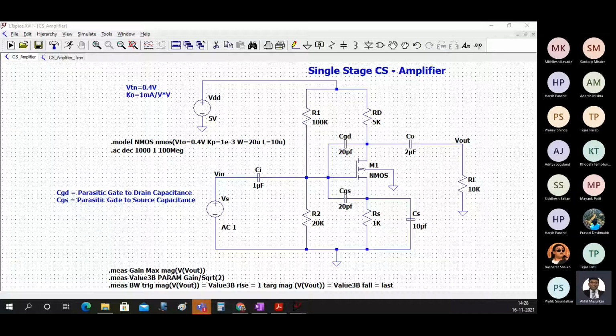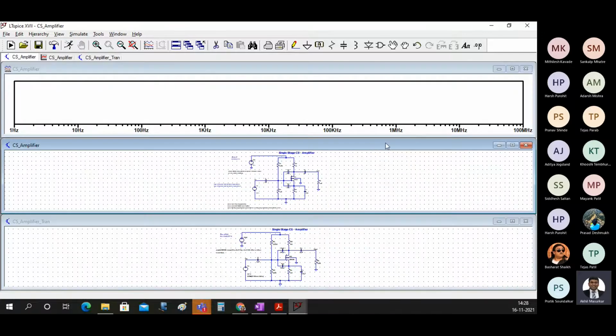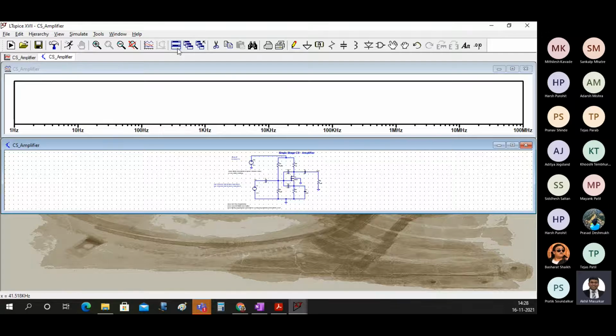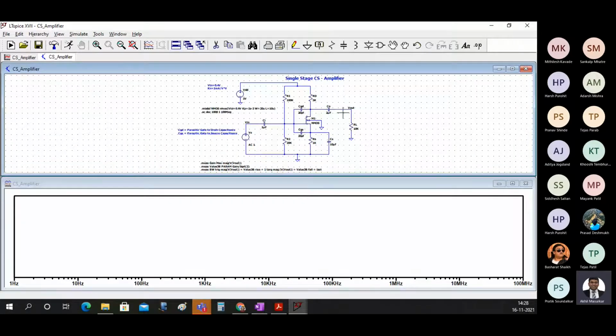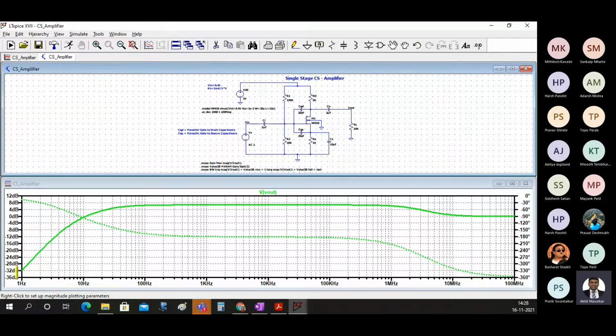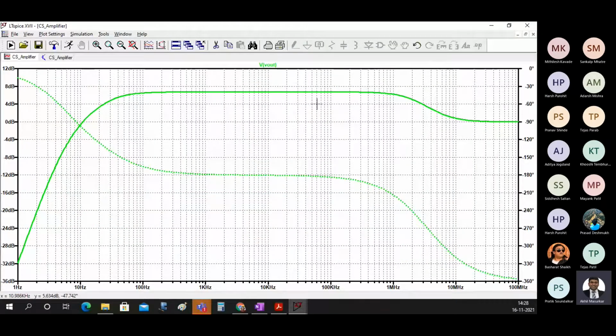Okay. So now here, okay, Harsh, you have done it correctly. Now we will simulate this thing. And just say run here. We'll close our previous dot tran circuit. And now you can just plot the output, V out, like this. So on one axis you can see something in dBs, and here you can see phase.